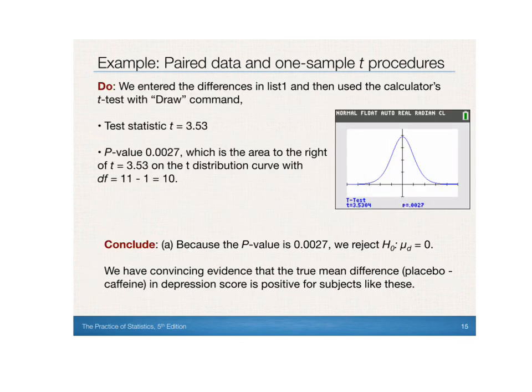Okay, so now we can use our calculator to find a p-value, which we get as 0.0027. So based on that p-value that we found with technology, we can say that it is safe to reject the null, that there's no difference between caffeine and no caffeine on depression, and we can say we have convincing evidence that the true mean difference, placebo minus caffeine, in depression score is positive for subjects like these. Basically, we need to be careful not to generalize too far outside of our experimental group.